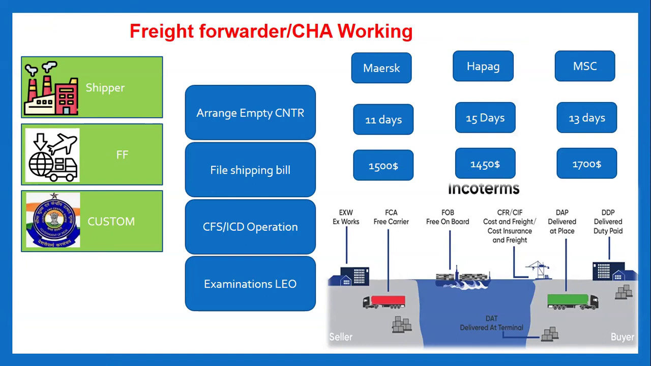This paper needs to be shown at the CFS of the shipping line, like Maersk, Hapag and MSC. For example, if we book the container from Maersk, our Freight Forwarder's transporter will pick up the empty container from the Maersk line shipping yard. What do we check? We check the container. He will match the container number with the booking received from the shipping line. Then he will pick this container from the CFS and ICD. We can say CFS, or we can say shipping line yard. Then this container will reach the factory of the shipper.